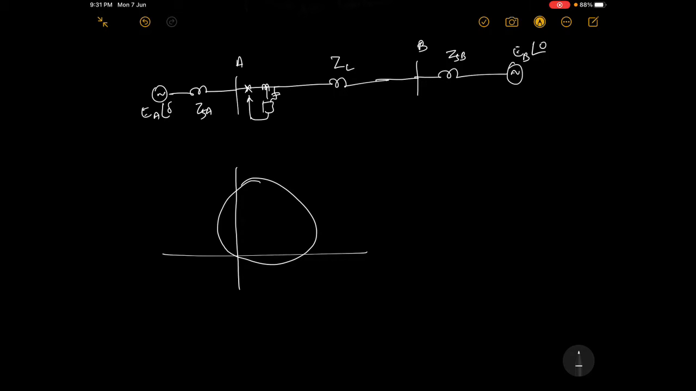When there is a power swing, what will happen? So we have seen the power swing line, right? It goes something like this. When a power swing happens, delta changes, and the rotor angle of generator B also changes. Rotor angle is nothing but load angle, correct?